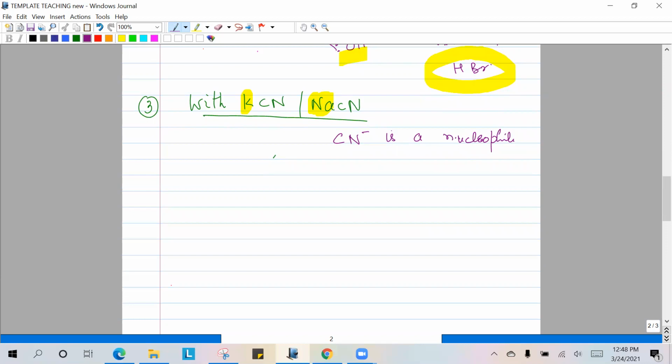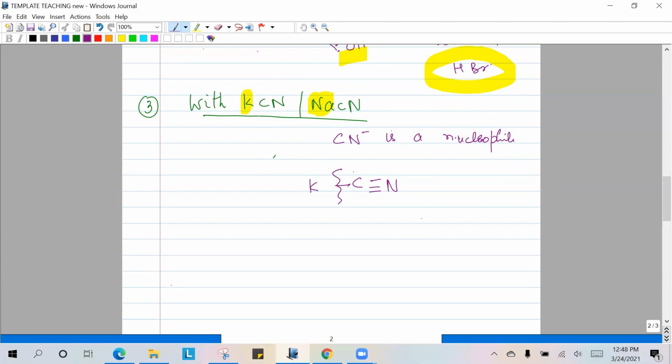That is an important thing. Remember the bonding will take place through the carbon. The nitrogen already has three bonds, so the bond has broken from here. Like if it was carbon, it breaks from here.